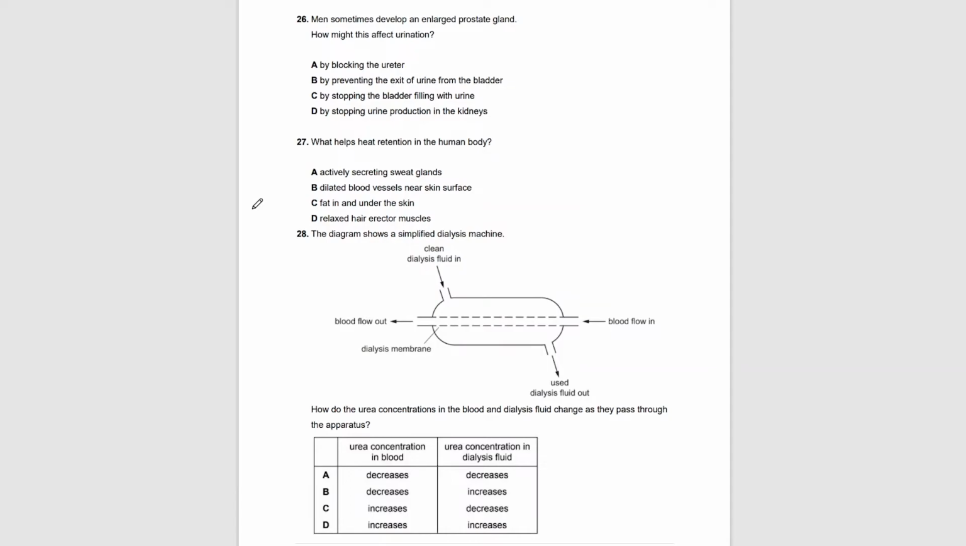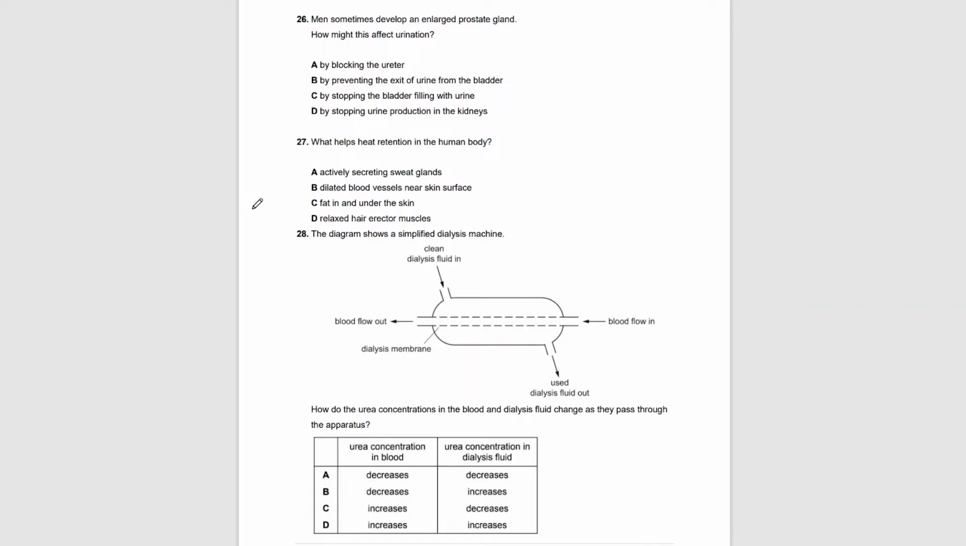26. Men sometimes develop an enlarged prostate gland. How might this situation affect urination? The prostate gland is situated somewhere between the bladder and the urethra. So when the prostate gland enlarges, it prevents the functioning of the urethra. The urethra carries urine out of the body. So when the prostate gland increases in size, it pushes against the urethra and prevents the person from urinating.